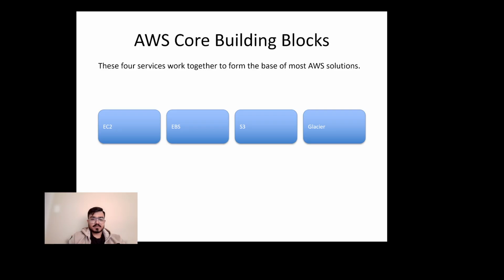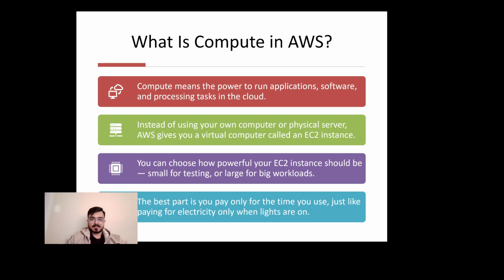So these services work together. EC2 runs your application, EBS gives it local storage, S3 stores larger files, and Glacier keeps old files safe for the long term. So together they form the foundation of most AWS solutions. So let's move to the next one.